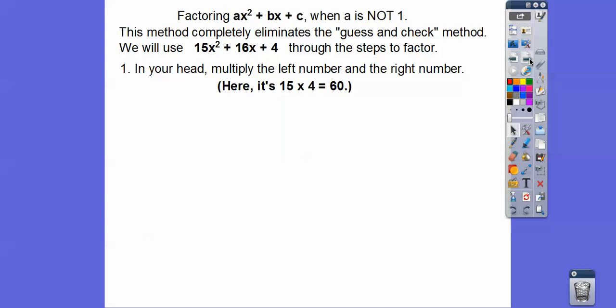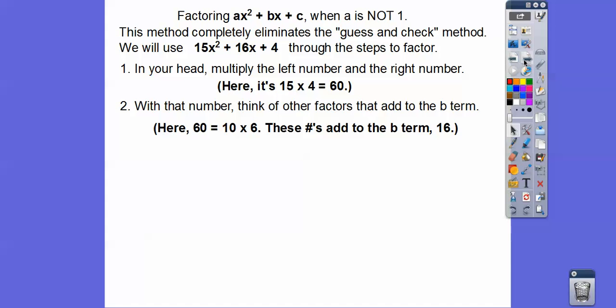So the first thing you do is in your head multiply this number times this number. 15 times 4 equals 60. So now we're going to focus on that number 60. Ask yourself, think of what numbers of 60 add to this 16 right here. Well, 60 is equal to 10 times 6, and 10 plus 6 equals 16 right there. You with me? So we multiplied these 2 guys equals 60, and then think, what factors of 60 add to that? Well, 10 times 6 adds to 16.